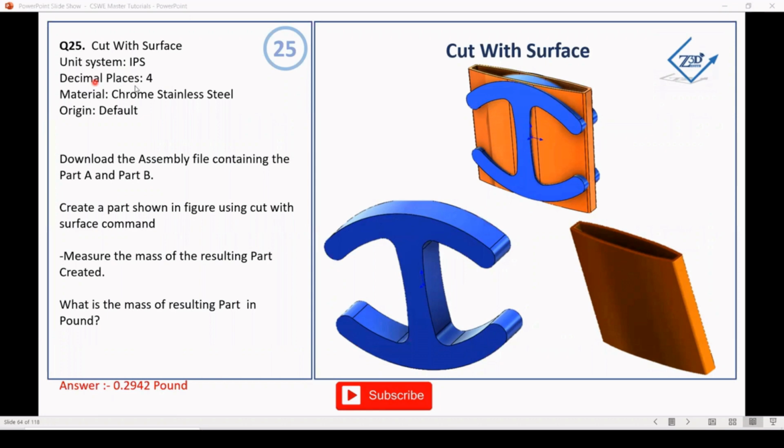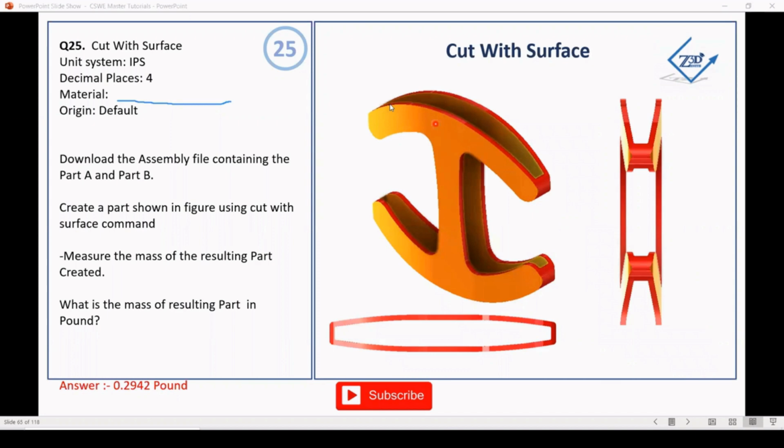So download the assembly file containing part A and part B. Here the two parts are given. Create the part shown in the figure using the cut with surface command. Measure the mass of the resulting part, and we have to give the mass in pounds. So we have to apply the cut with surface command and measure the mass of the resultant body. The mass unit is in pounds.